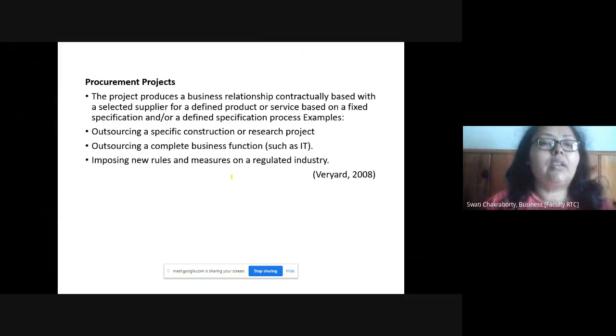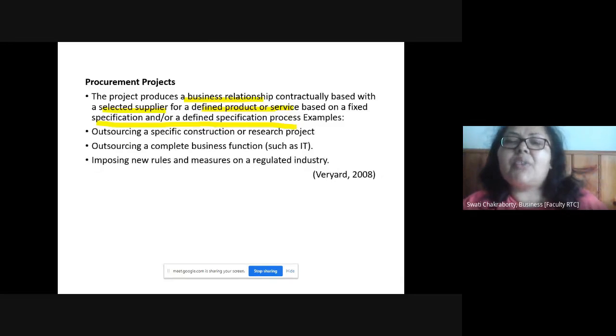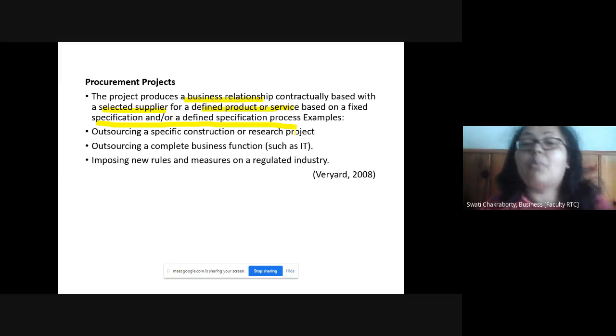Procurement projects. These are basically projects which help in producing a business relationship, whereby you select a particular supplier or a particular product or service, right? Based on certain specifications that you give. If you talk of a product with certain specifications or a process with certain specifications, based on that you select your supplier. Procurement is to get someone who supplies you, right? So you need a proper supplier.